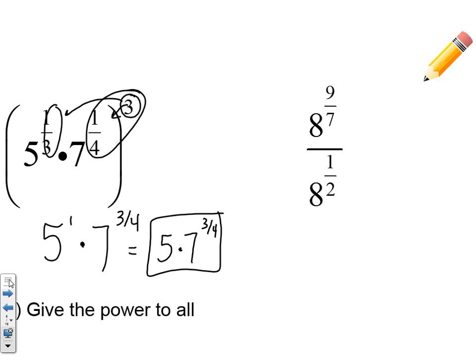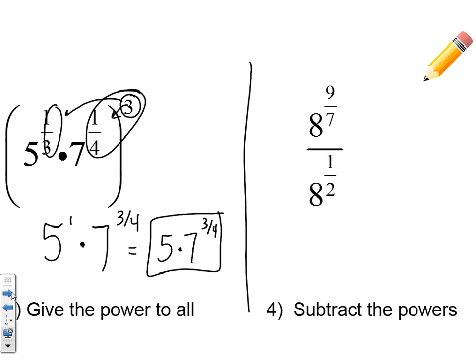Okay, let's look at the fourth box here on your notes. That would be in the next row. We have 8 to the 9/7 divided by 8 to the 1/2. If you remember the rule here, when we have division, our little summary rule is we will subtract the exponents. So my answer will be 8 to whatever I get when I take 9/7 minus 1/2.